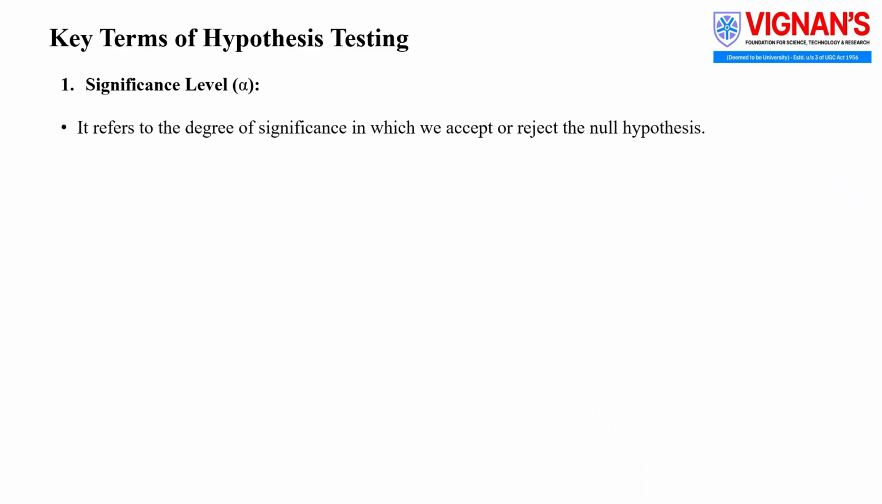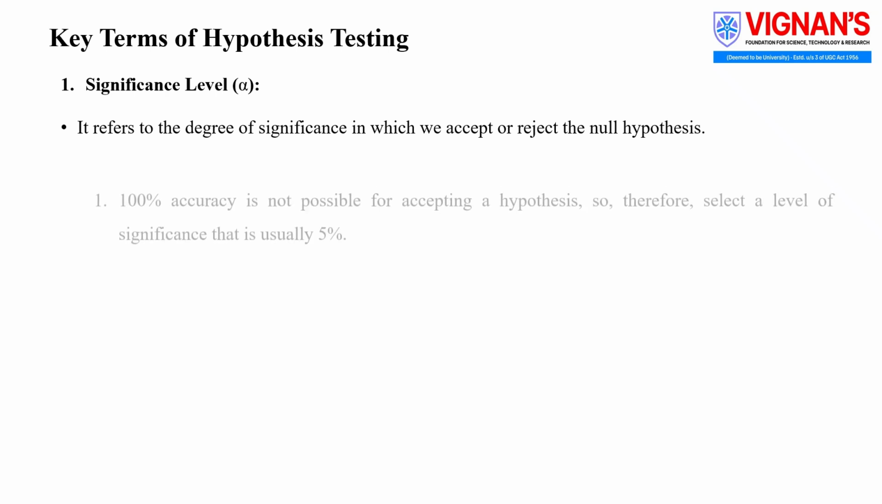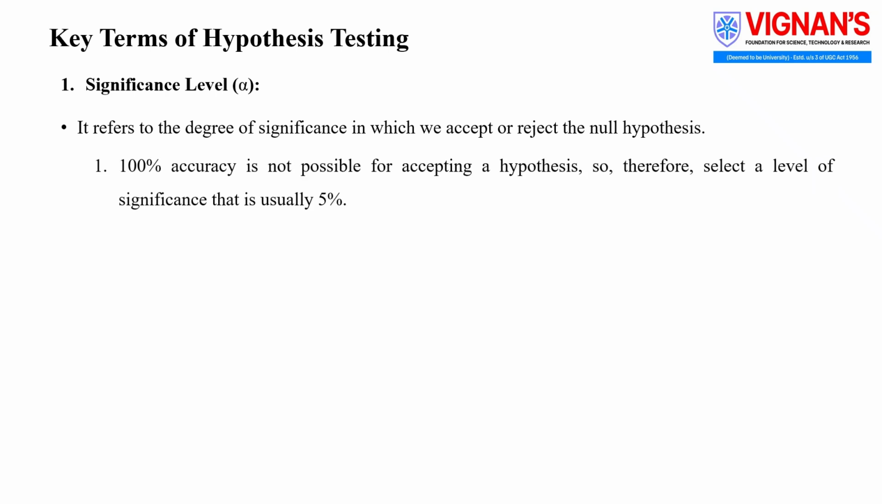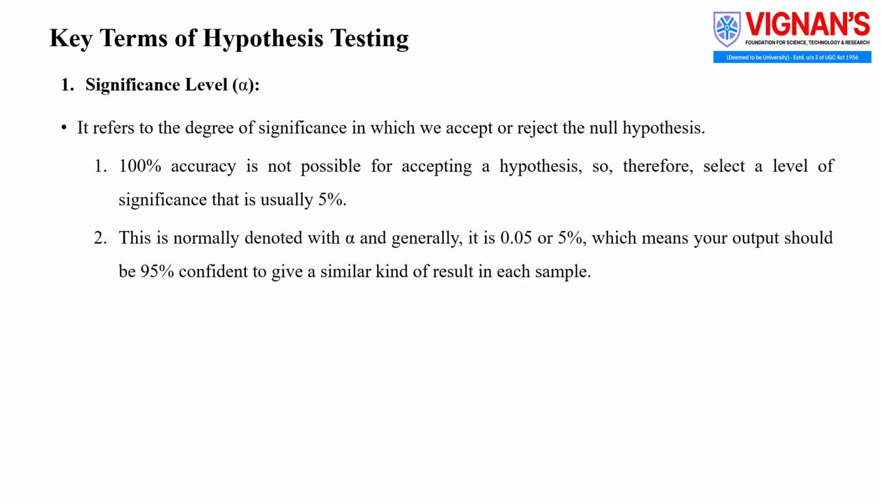We look at the significance level. The significance level, represented by alpha, refers to the threshold at which we decide whether to accept or reject the null hypothesis. Since achieving 100% accuracy is impossible in hypothesis testing, we choose a significance level, usually 5%. This is written as alpha equals 0.05. It means that we are 95% confident in the result, and we allow a 5% chance of making an error when rejecting the null hypothesis.